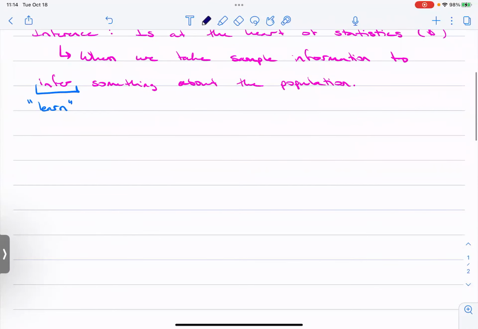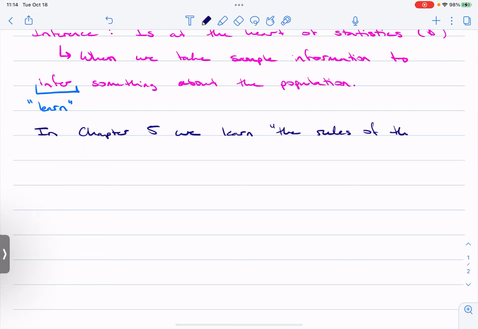Just how we do it is going to change, but the rules are always going to be the same. Okay. So in chapter 5, which is what we're starting today, we learn the rules of the road, just kind of, all right, here in general, what are we going to be doing? Okay. We learn, I'll call it the rules of the road. But I guess I should be calling it the rules of the game. That's cute. But rules of the road.